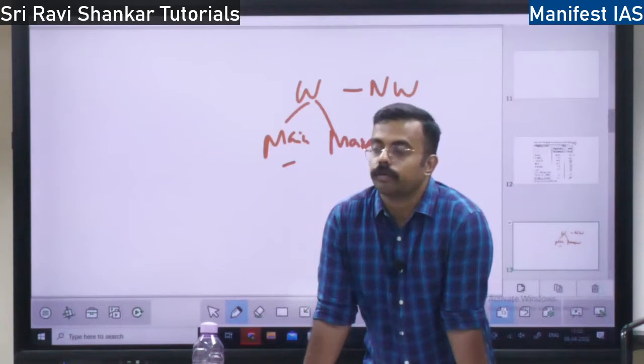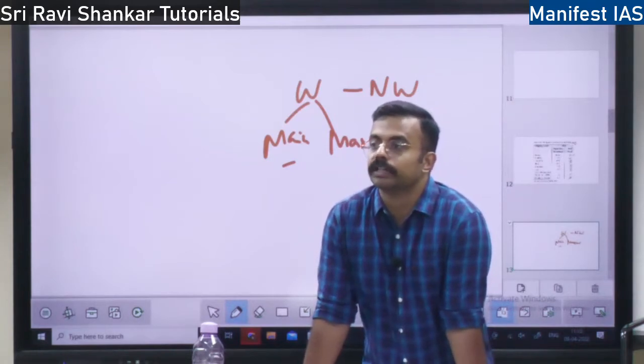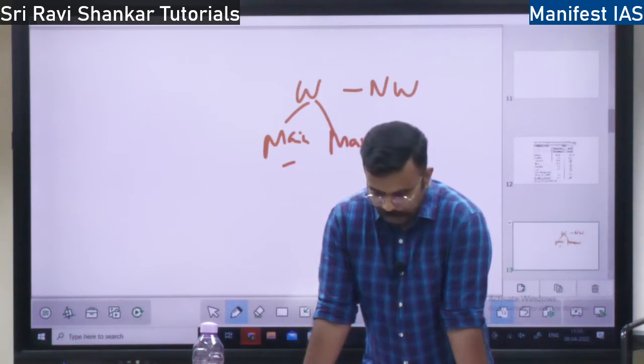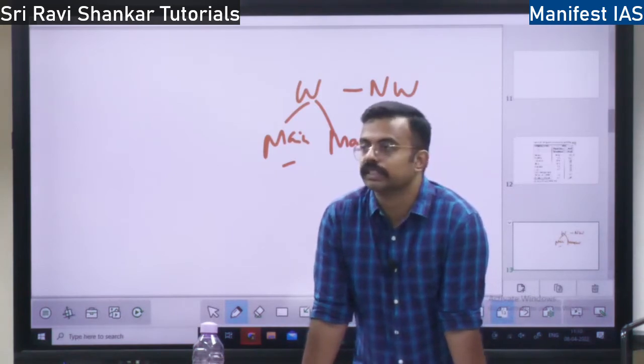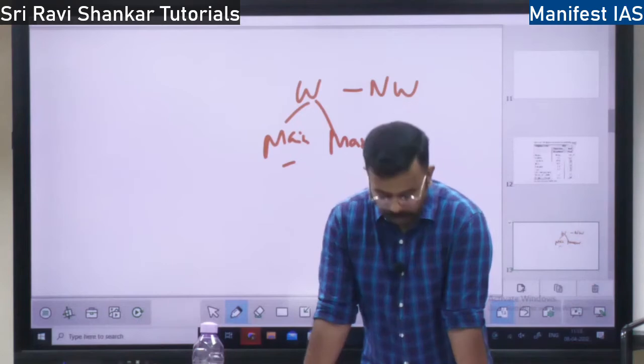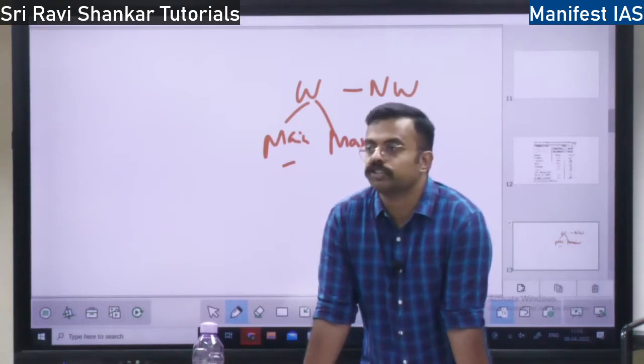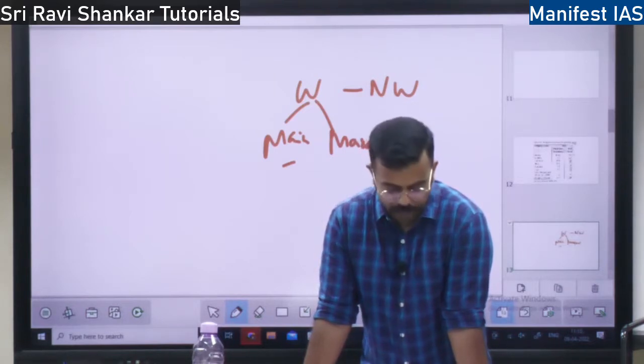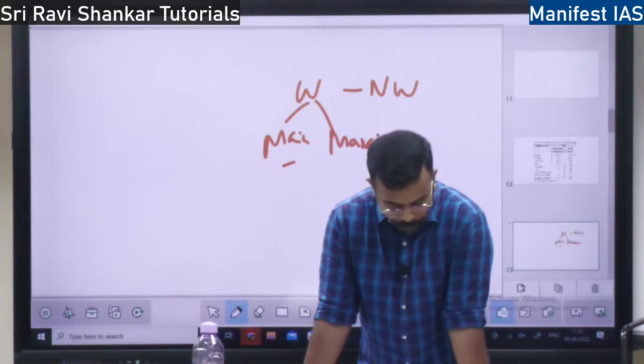So why is migration important? It is important for the redistribution of population. So generally, population is concentrated in one area or the other. So in order to redistribute the population across space and across time, migration is important.